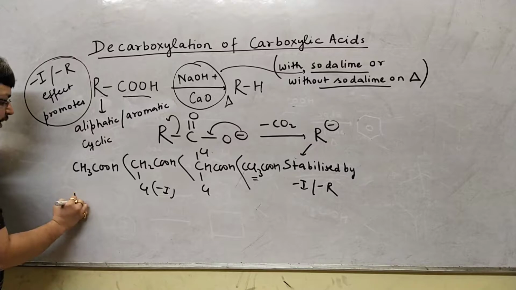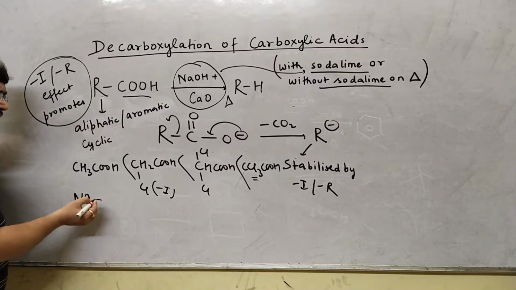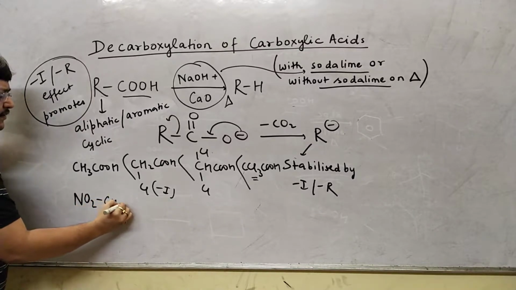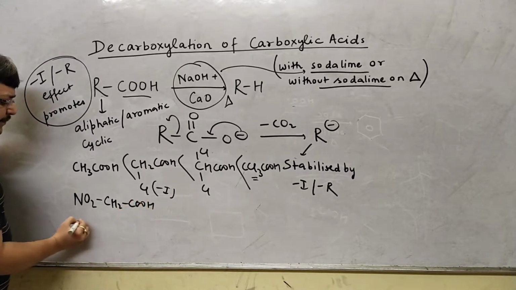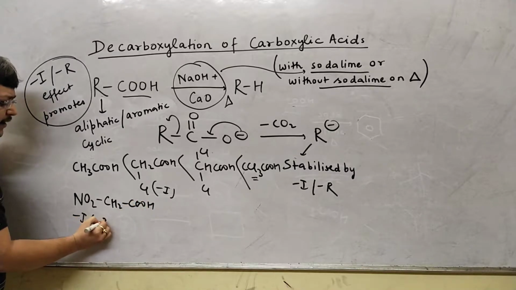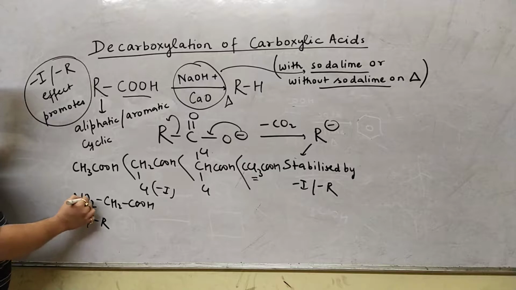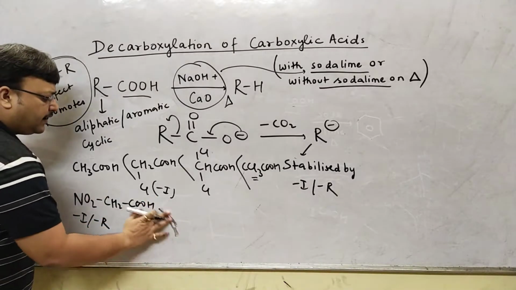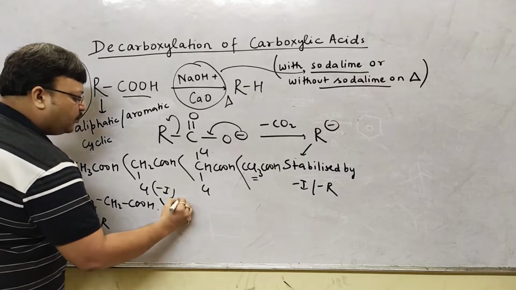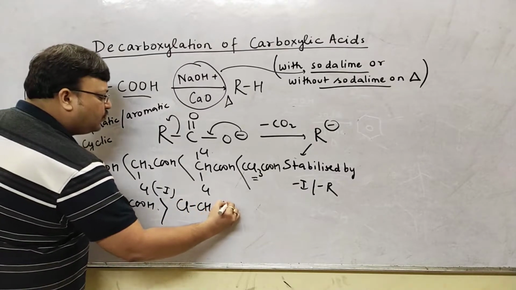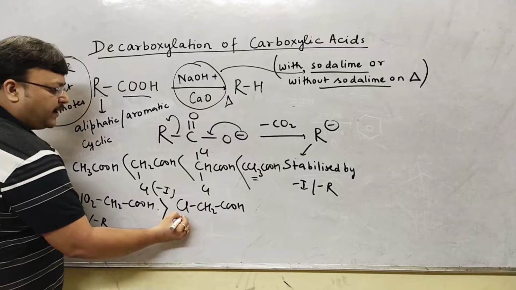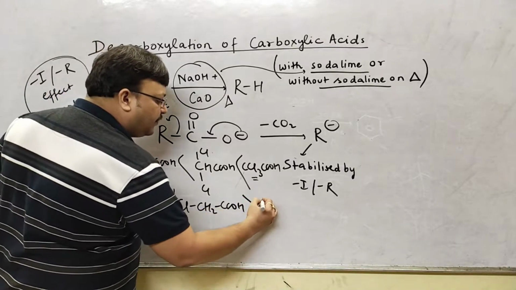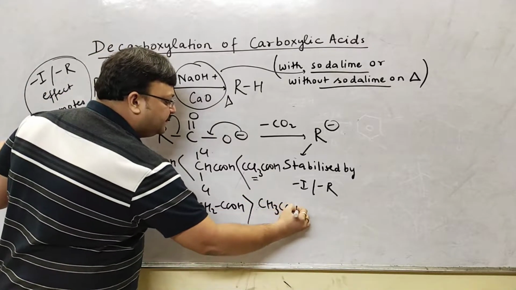If suppose you have a NO2 group or a cyano group, which is a -R effect, it has -I as well as -R, strong -I effect. Now this will have higher decarboxylation, this will have higher decarboxylation. Then suppose ClCH2COOH, which, because of -I, will have higher ease of decarboxylation than acetic acid.